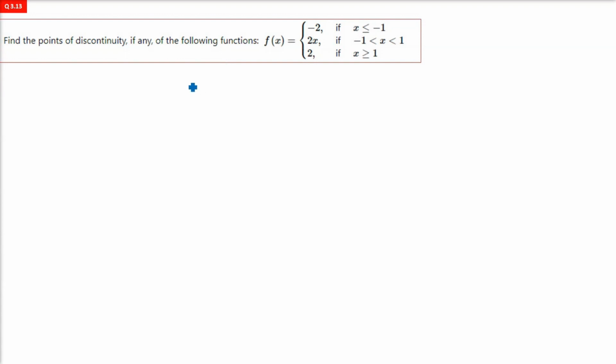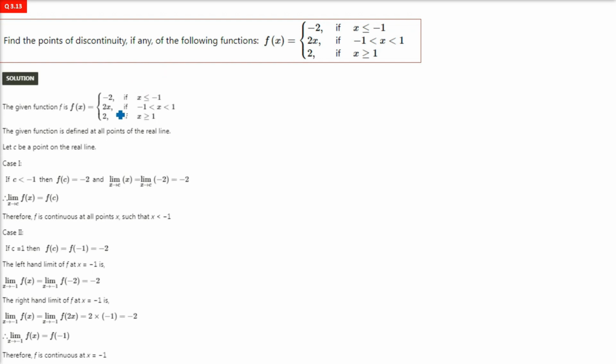So this is also the same type of question. Minus 2 is a constant, 2 is a constant, 2x is a first order polynomial, and these all are continuous. This you have to write everywhere. But you have to check the discontinuity or continuity of this function at x equal to 1 and x equal to minus 1. So these are the 2 points.